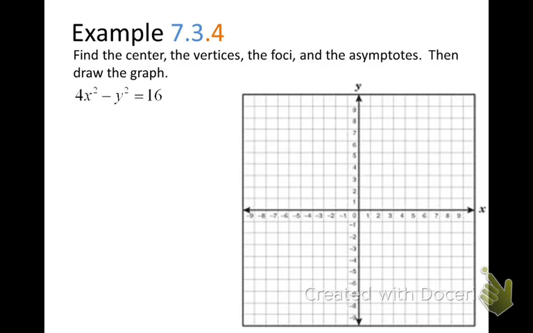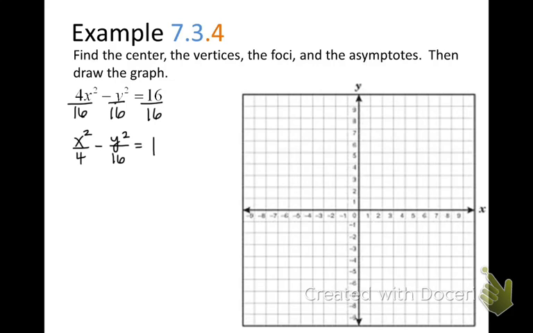Okay. First of all, what do you notice? It's not in standard form according to the way that we learned it, right? What do I have to do? Right, so if I divide by 16, I'm going to get x squared over 4 minus y squared over 16 equals 1.